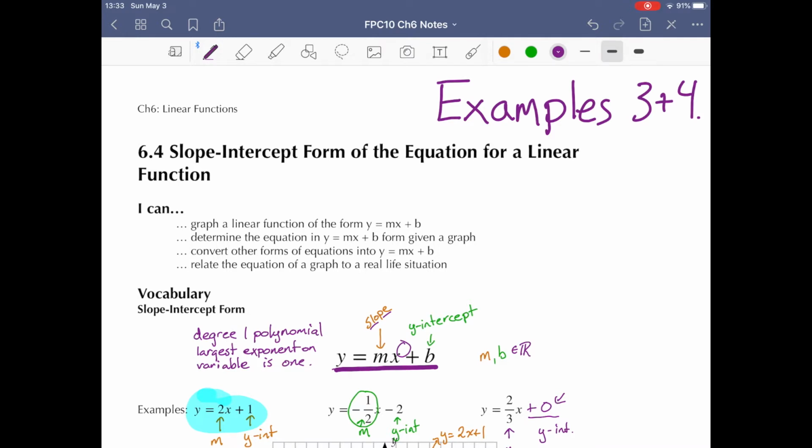After you're done 6.4, you should be able to graph a linear function of the form y equals mx plus b. Determine the equation in y equals mx plus b form given a graph. In math, if you learn how to do something one way, you have to learn how to go the other way. Convert other forms of equations into y equals mx plus b. Relate the equation of a graph to a real-life situation. All right, let's head on over to examples 3 and 4.